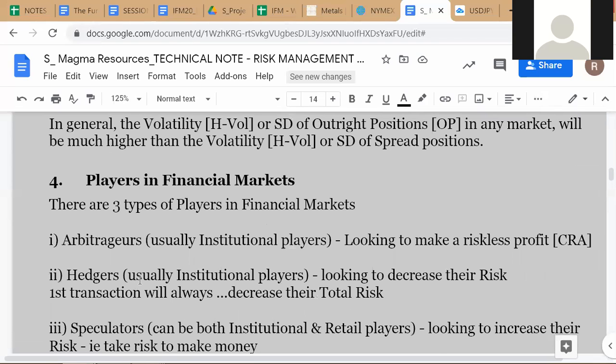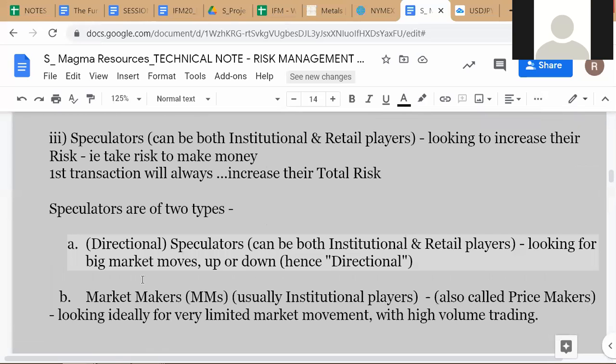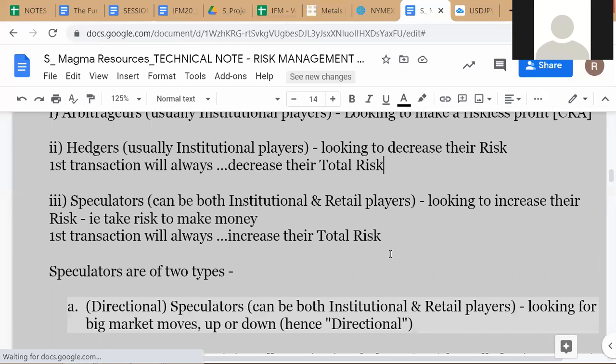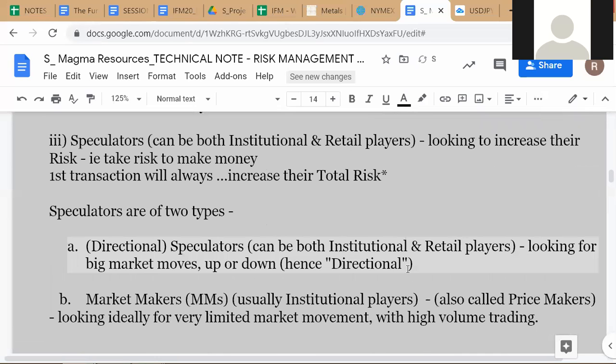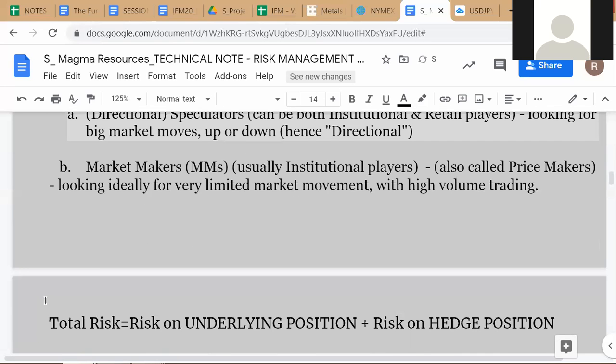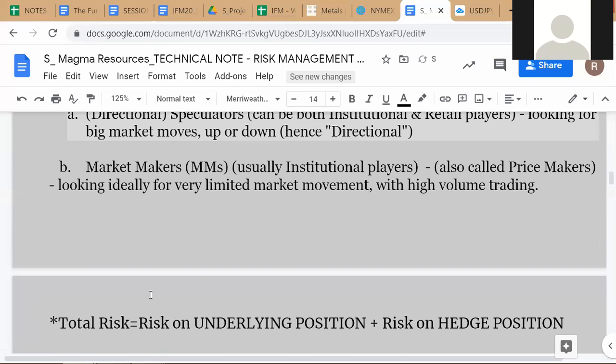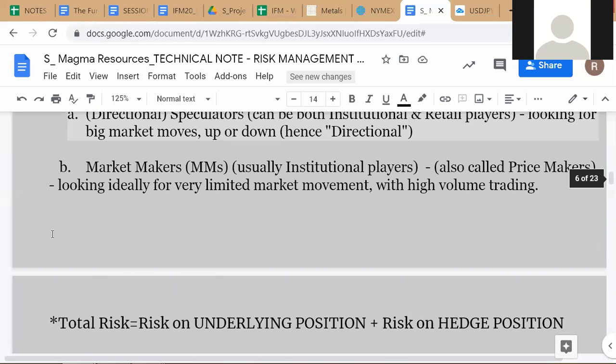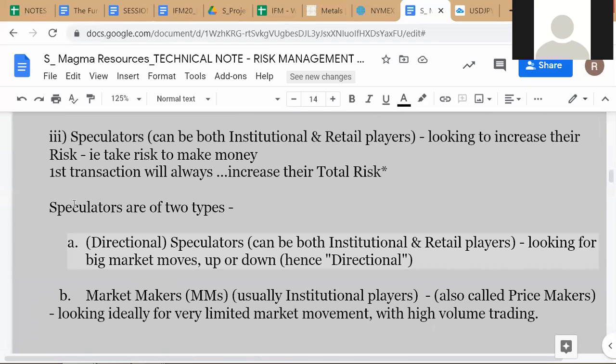Where am I here? Okay, arbitrageurs, hedgers. Now they're trying to decrease their total risk. Now what is meant by total risk? I should put a little asterisk here. Total risk. What is total risk? Total risk is the risk on underlying position plus risk on hedge positions. Okay. In case of speculators, usually there is no, generally.